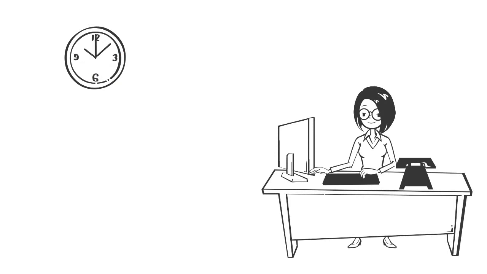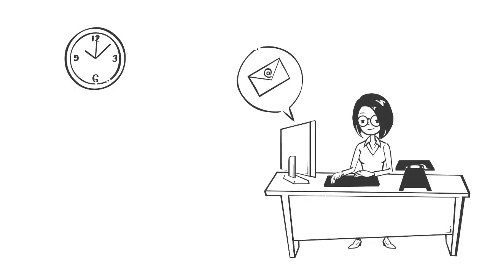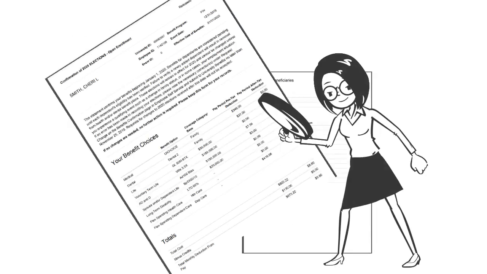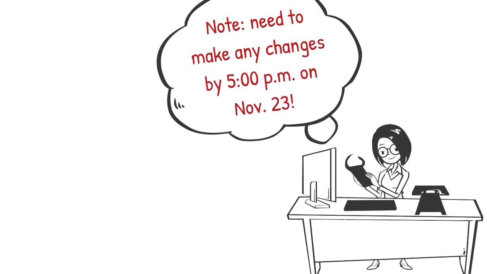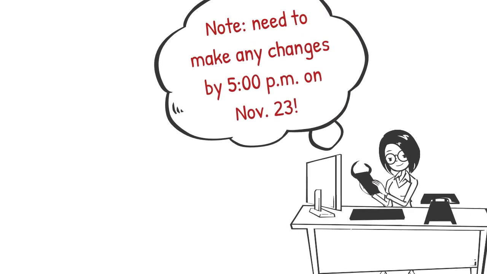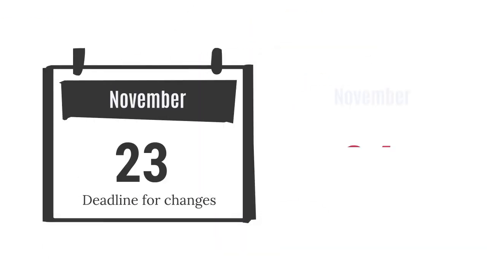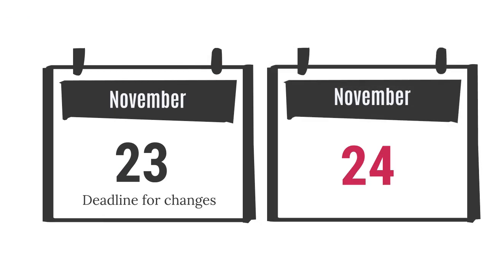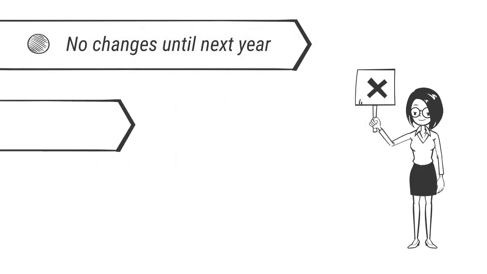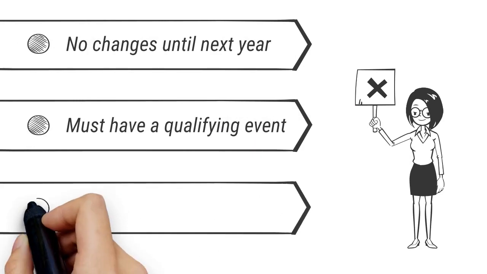Within 48 to 72 hours, you will receive a confirmation statement notice to your UIowa email. Please review this very carefully. Our deadline for change requests on confirmation statements is November 23rd at 5 p.m. If you miss this deadline, you will not be able to make any changes until the next annual open enrollment or if you have a qualifying event.